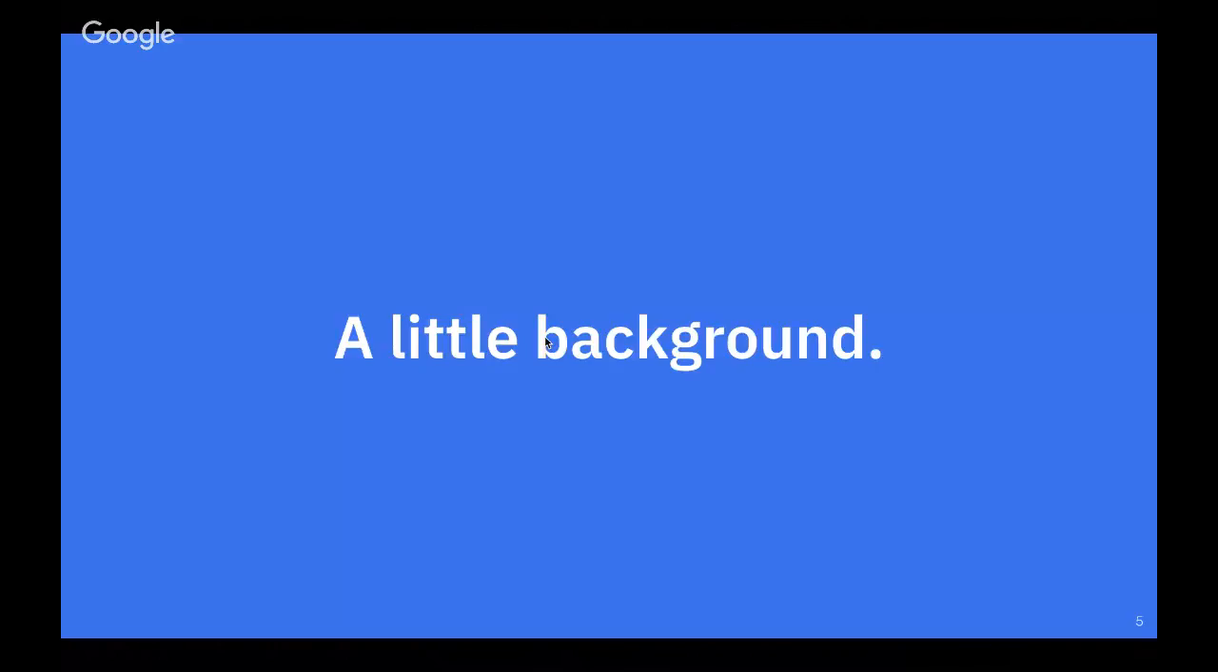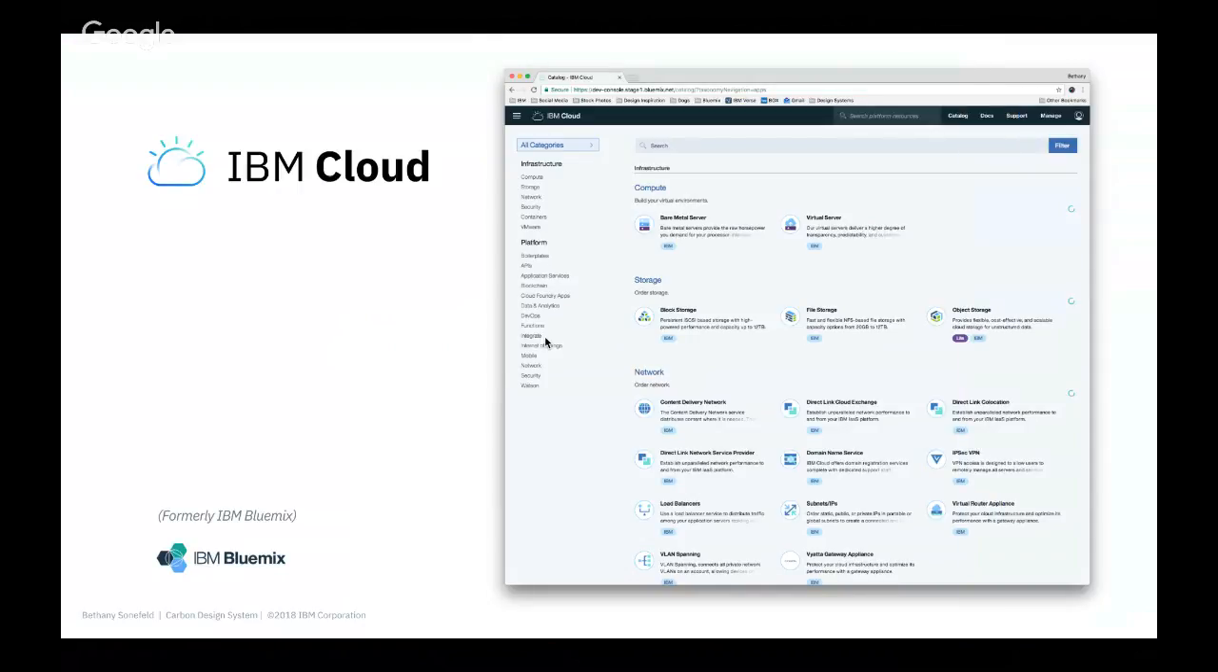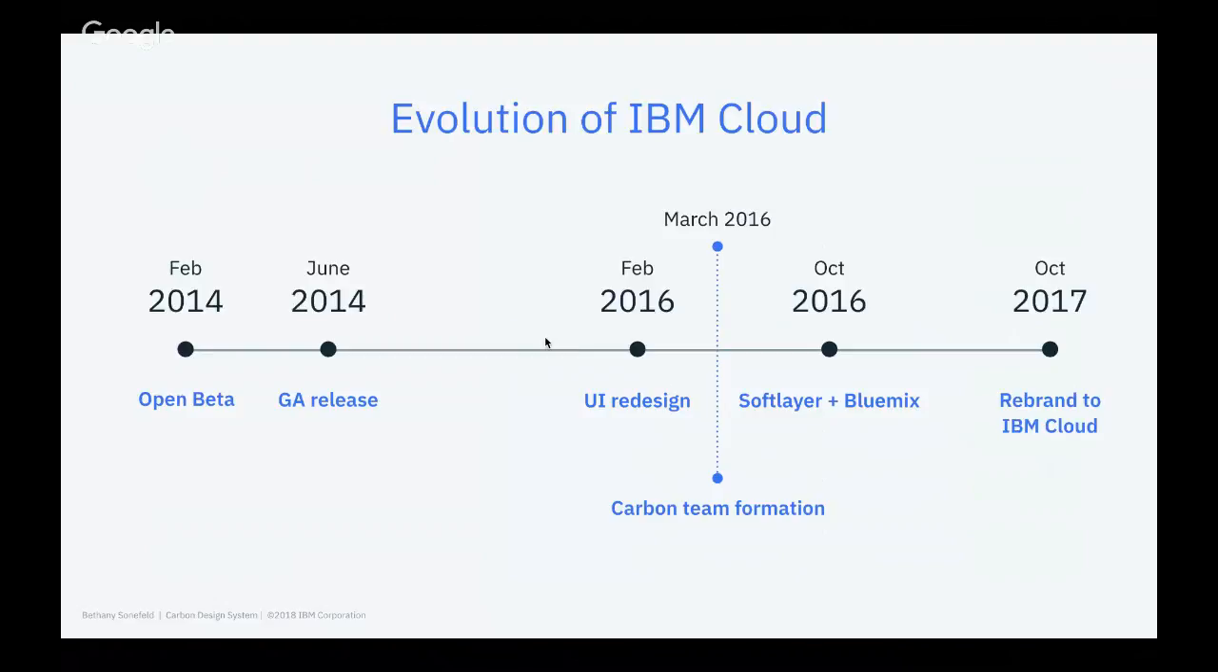Now I want to get into a little bit of background in terms of the specific product that I work on. My team works on IBM Cloud, formerly known as IBM Bluemix. It's essentially just a platform as a service for mobile and web developers where they can host and scale their applications. There's a catalog of services that they can use, including APIs and things like that. Since I've been at IBM, I've been able to see the evolution of IBM Cloud, and it GA'd in June of 2014.